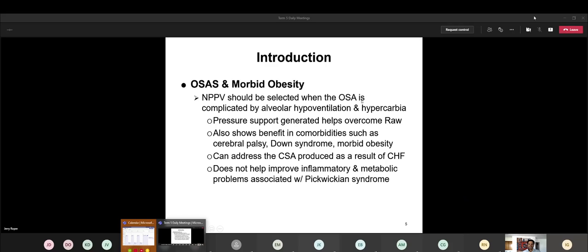Obstructive sleep apnea and morbid obesity. So this is one of those situations where, for sure, don't consider CPAP when you've got someone who's got not just sleep apnea, but maybe they've also got some other issue as well.